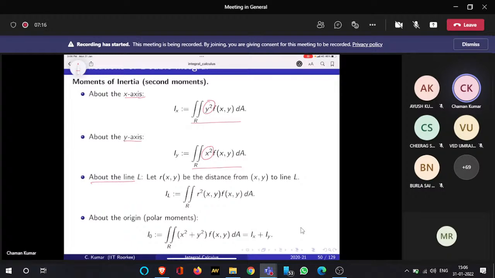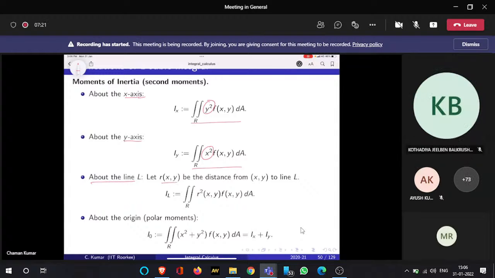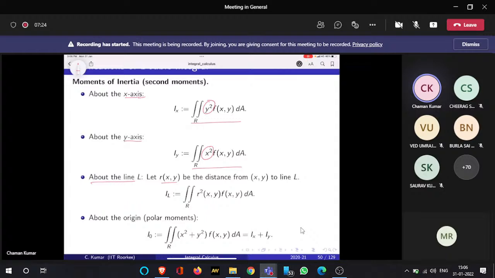So instead of the x and y-axis, if you have a line L, let us denote r as the distance from the point (x, y) to the line L. Then the moment of inertia is the double integral of r square, the distance squared, times the function f over the region R. And about the origin, the polar moment of inertia will be the double integral of x square plus y square times f, which is basically Ix plus Iy.